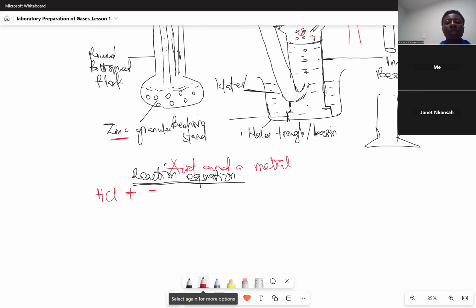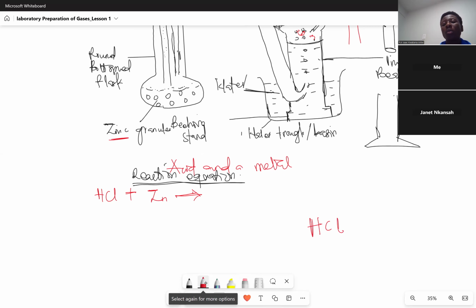The chemical formula for zinc is Zn. Zinc is a transition metal. So you have HCl, then you have zinc. Now you bring your arrow. We are looking at what is going to be produced. We said when you react an acid with a metal, hydrogen gas should be produced. Let's find out.